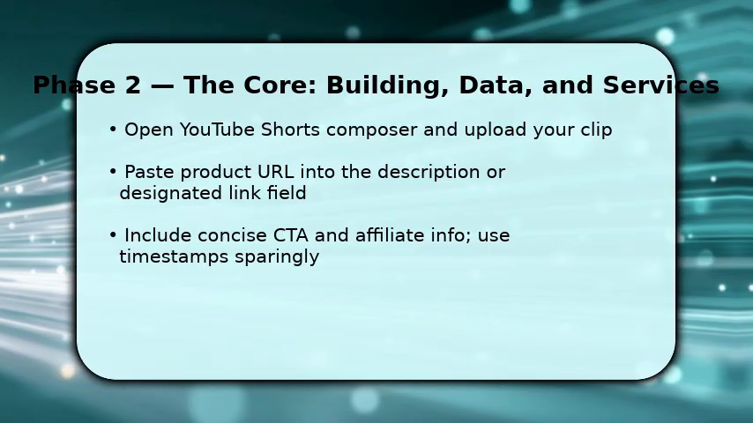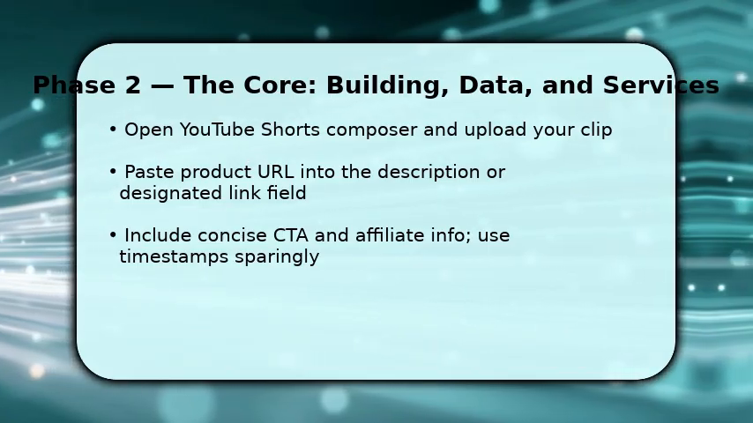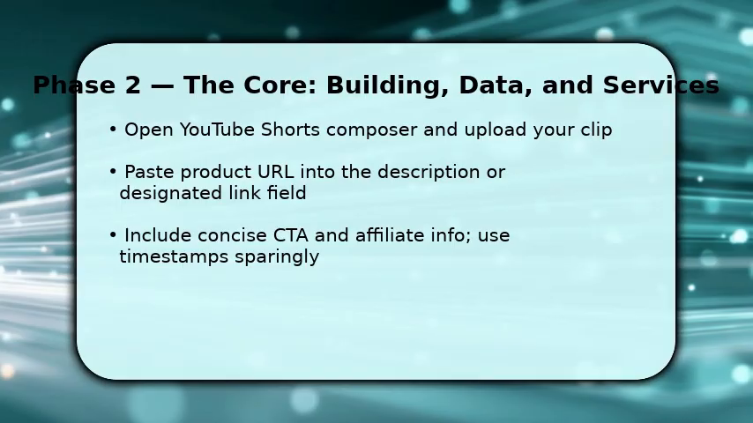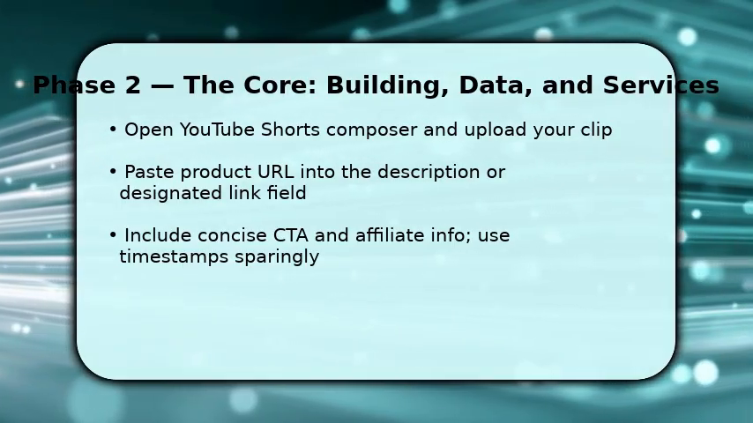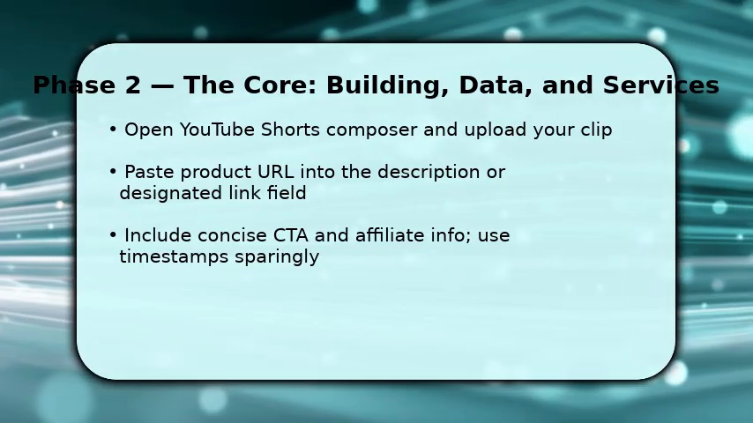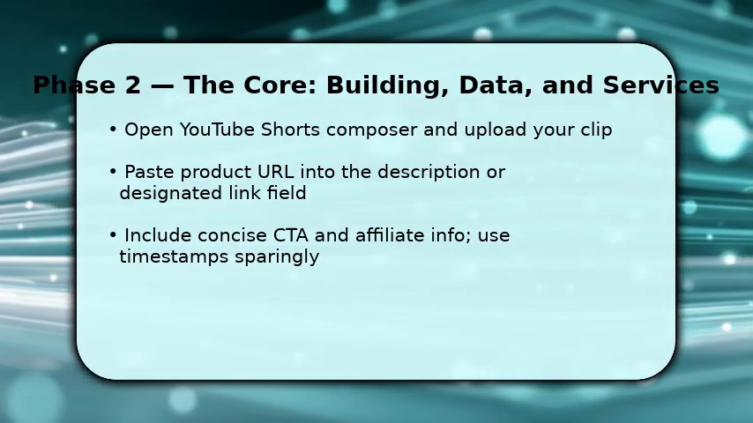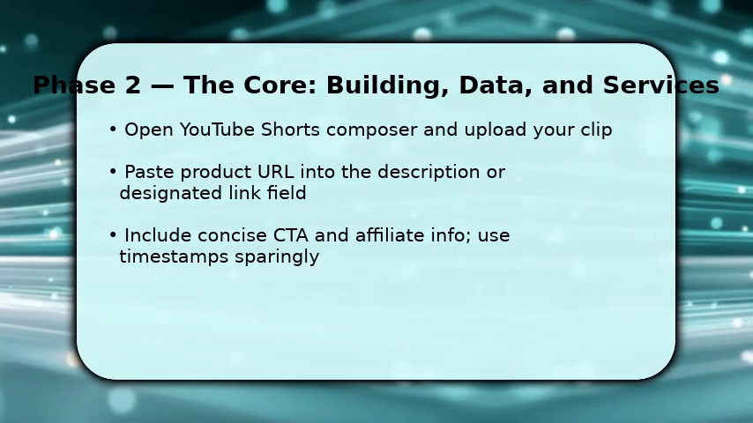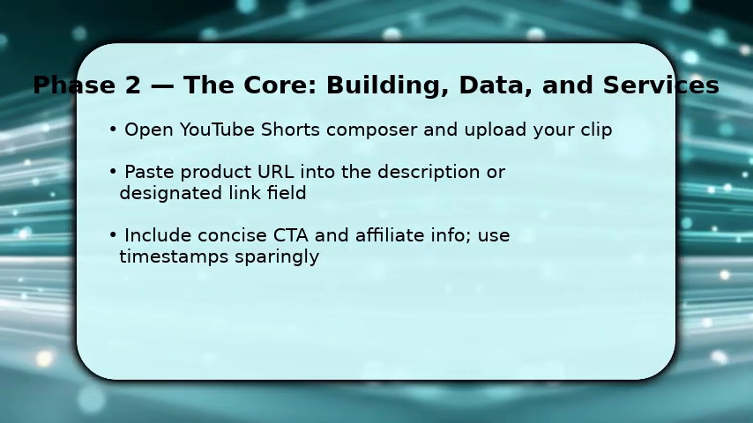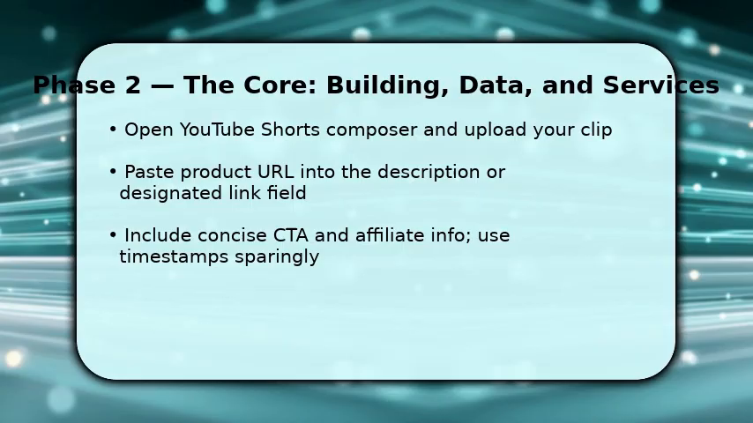Paste the full product URL first, then add your short CTA at the top so viewers see it without clicking more. If YouTube shows a link option, use that for better visibility. Otherwise, pin the URL in the first line of the description. Once done, add any required affiliate disclosure. Make sure it's clear and short, because transparency builds trust and prevents policy issues.